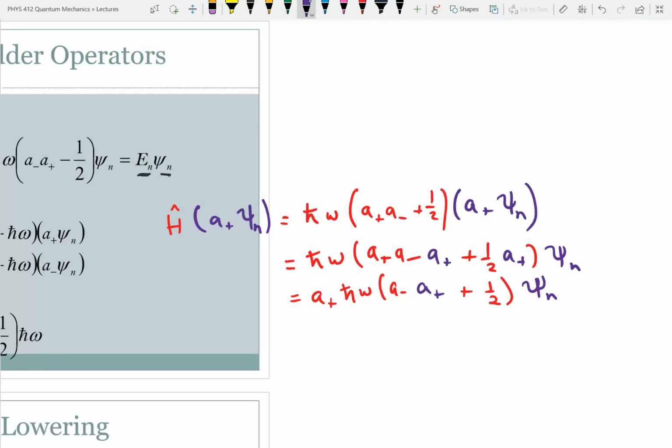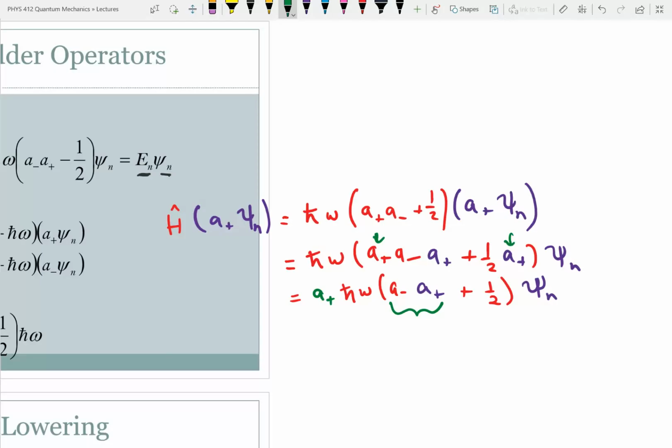Now, here, I'll change this color just to make it clear. I had to break down on my color coordination because this A plus out front is this one and this one. They're different colors. So now I take this and I say, well, what do we have here?